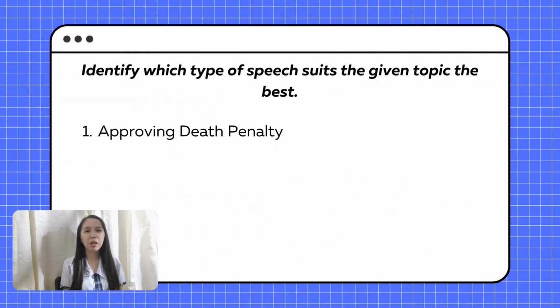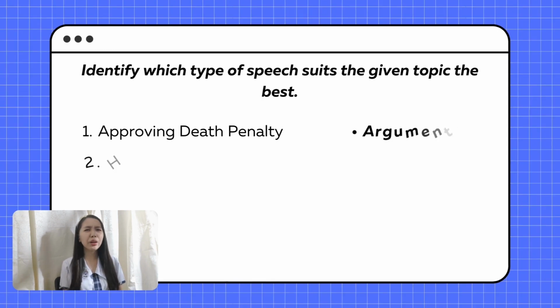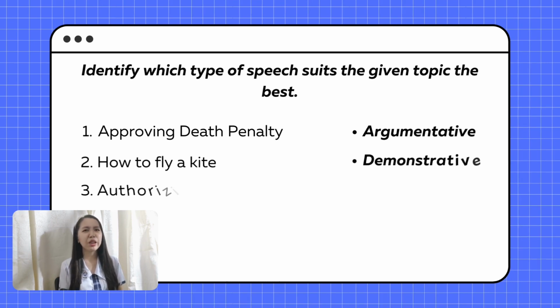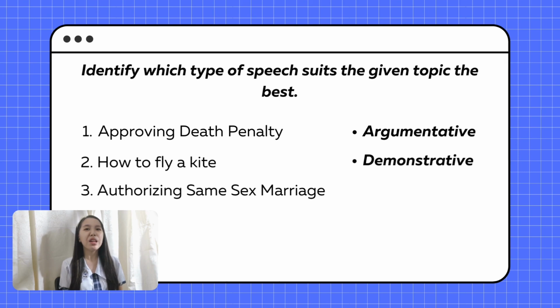Number 1. Approving death penalty. You are correct. This topic is an argumentative topic. Number 2. How to fly a kite. If your answer is demonstrative, then good job. Number 3. Authorizing same-sex marriage. Great job! The answer is argumentative.